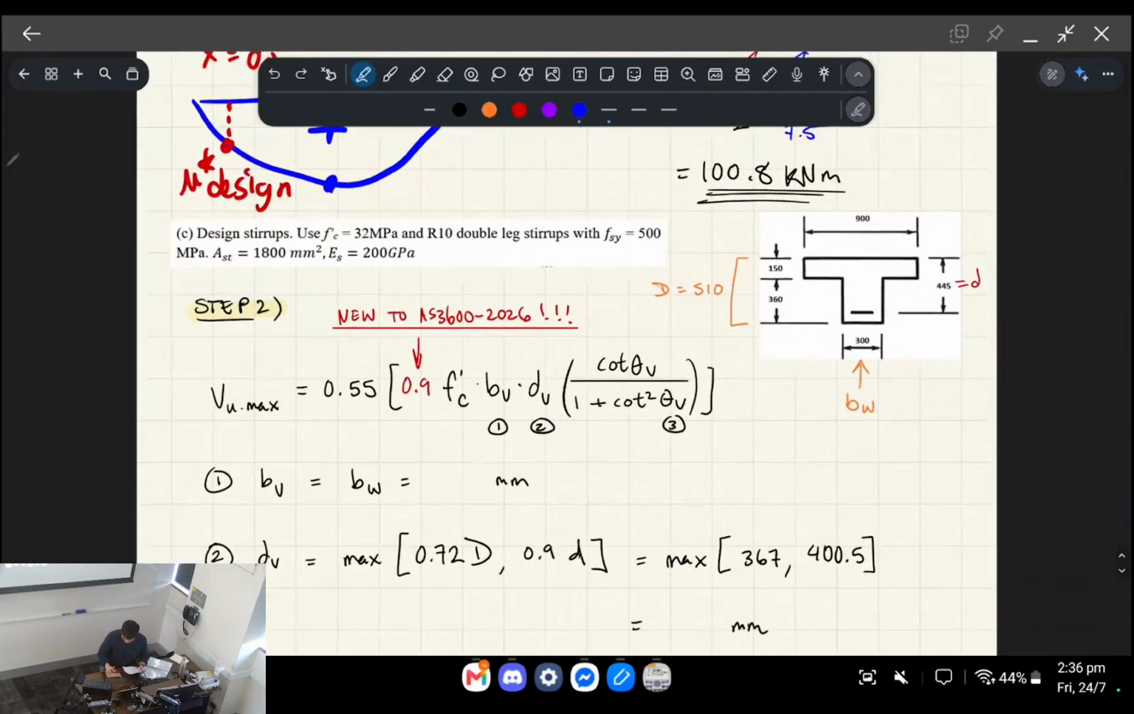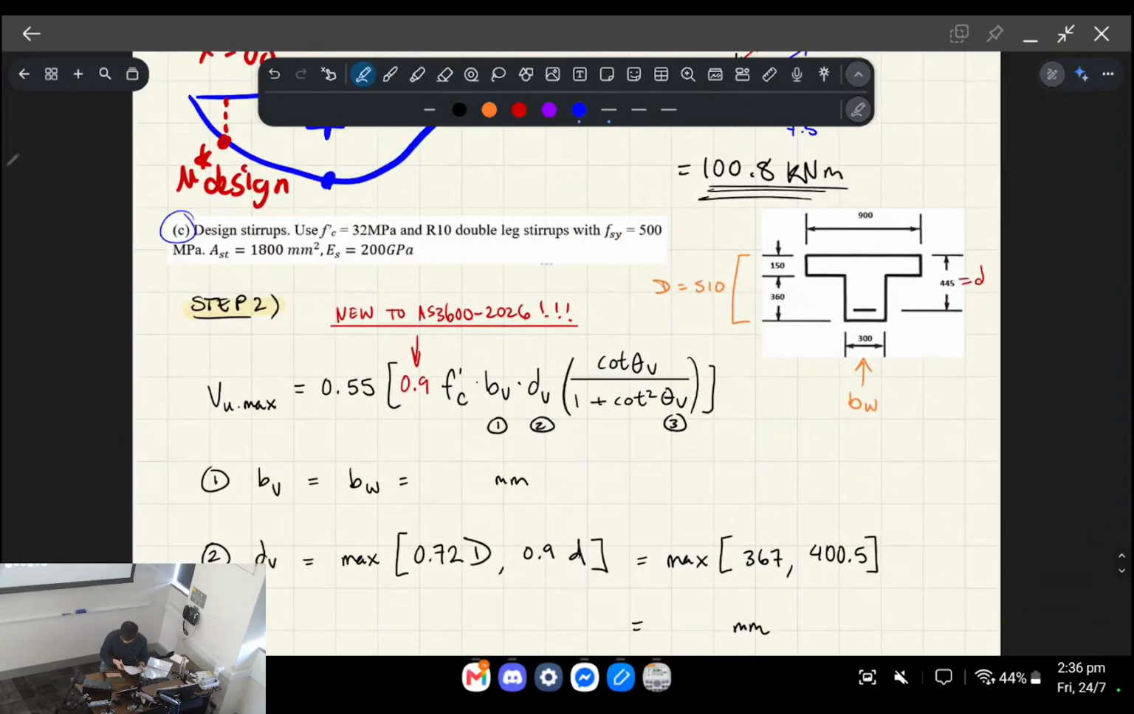So part C of this question now asks us to design the stirrups, right? So if I scroll on my notes, that's the left-hand side, I want to point out something, okay?